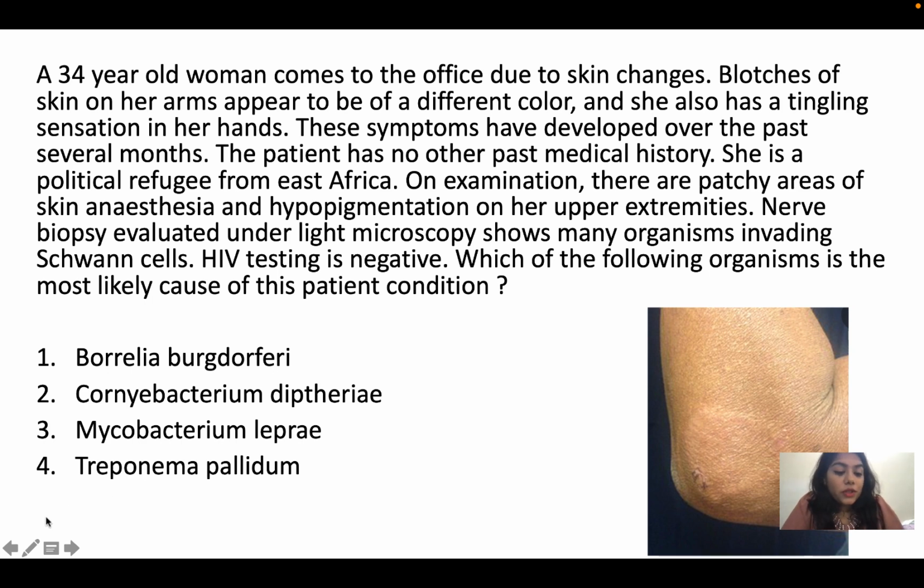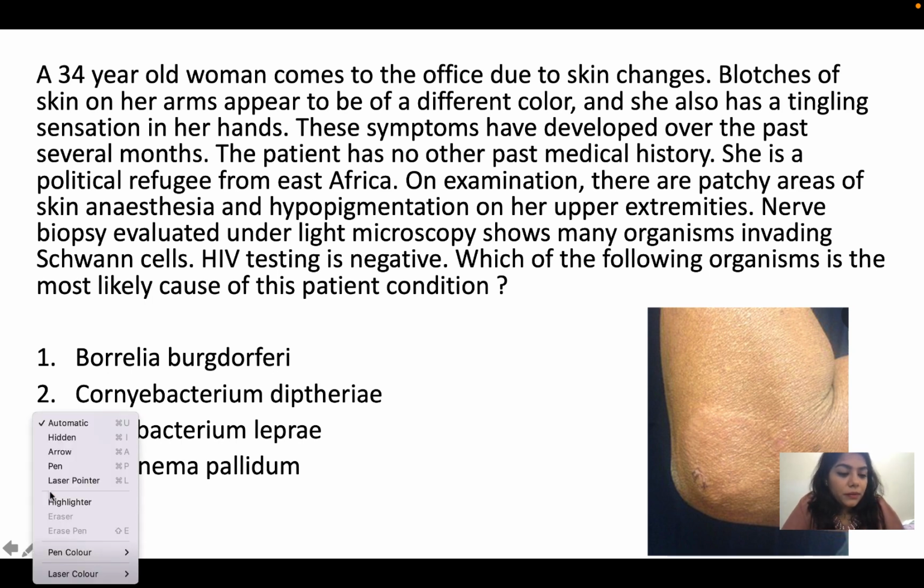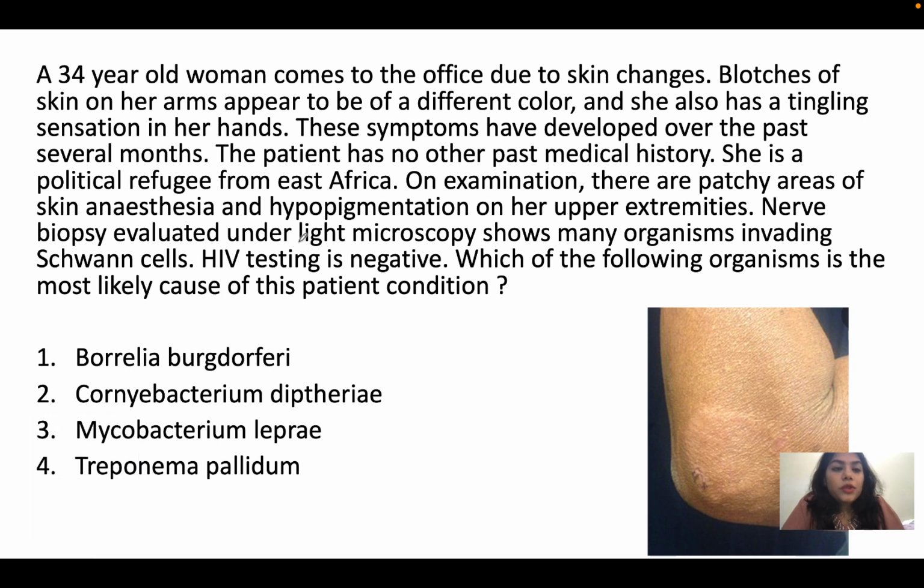So in the exam, when you come across such a question, or any question for that matter, you must use the highlighter option and mark the important points. For example, I will mark the important points in this question. Age and sex is important. You see that the site was arms. There was some kind of tingling sensation. Then you see that the patient was from Africa, East Africa. And what was the kind of lesions?